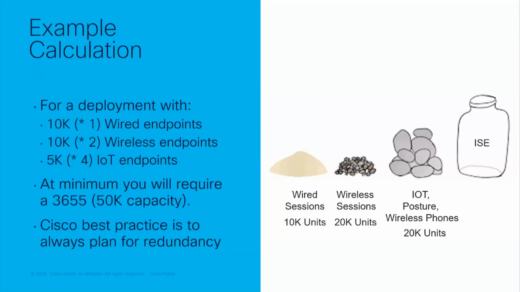So you can see in this example here, if I have one unit for 10,000 wired devices, that's 10,000. If I have 2 units for another 10,000 wireless devices, that's going to be 30,000. And then if I have 5,000 IoT devices, that's going to be another 20,000, creating a total of 50,000 capacity to fit into the jar that is ISE.